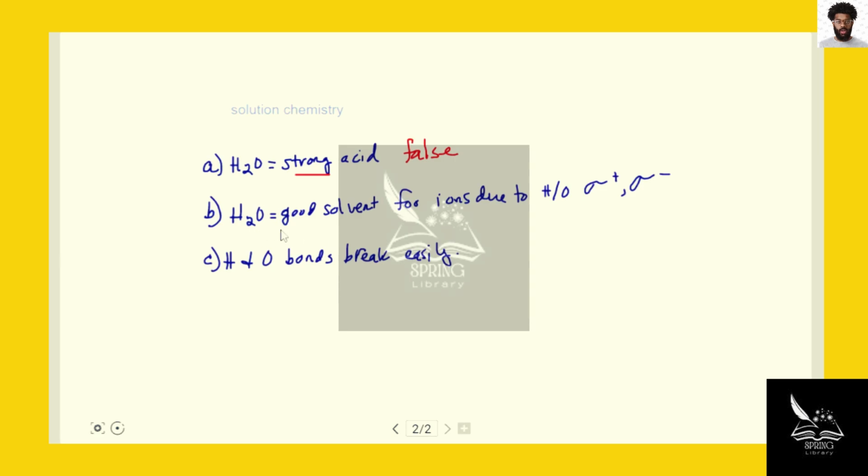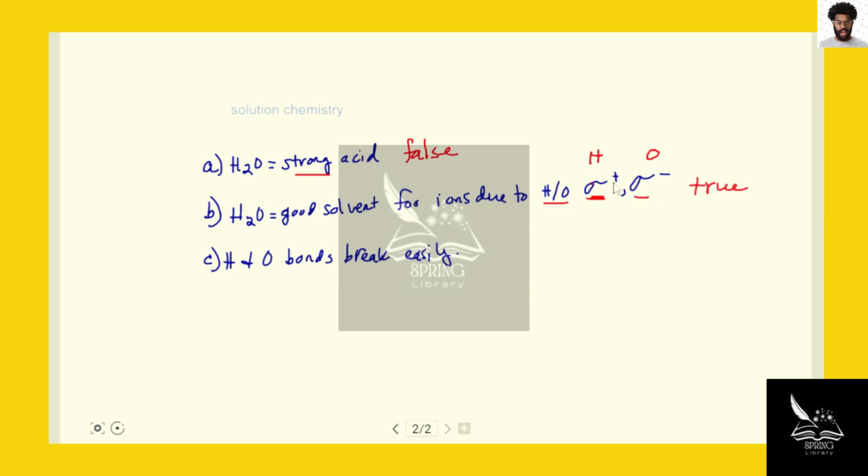The second statement says water is a good solvent, especially for ionic substances, because hydrogens and oxygens in the water bear some partial charges. So this symbol represents a partial positive charge on the hydrogens, and this symbol represents a partial negative charge on the oxygens that comprise water. And this is a true statement.